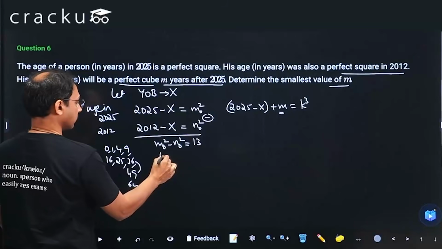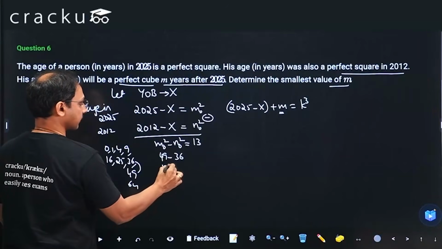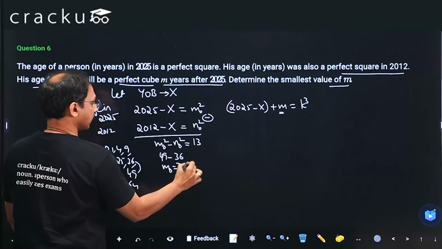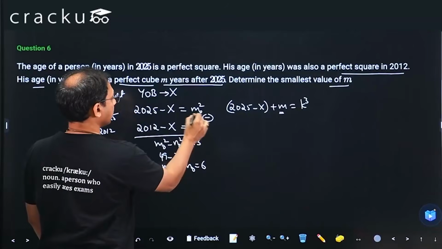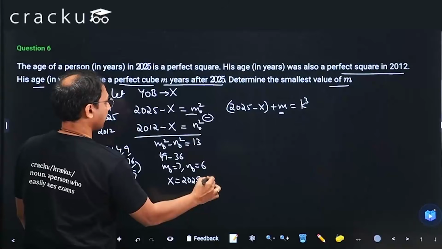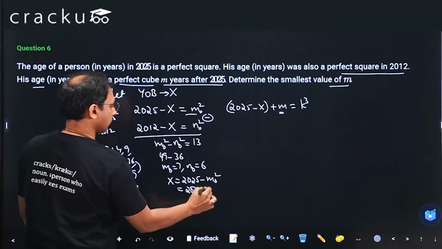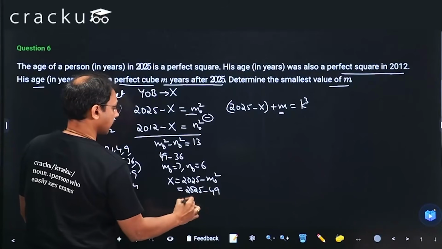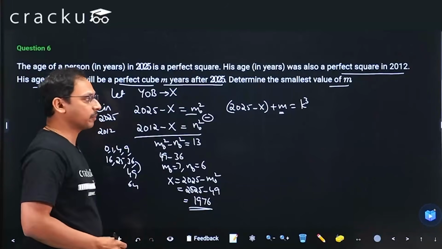So we have 49 minus 36, or M naught is 7, N naught is 6. Put it here. X will be 2025 minus M naught square, or 2025 minus 49, or 1976. We got his year of birth.